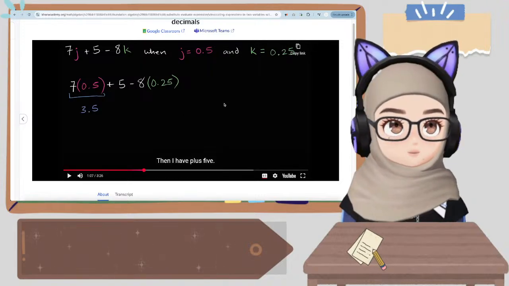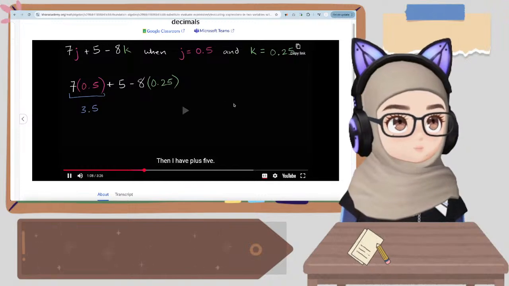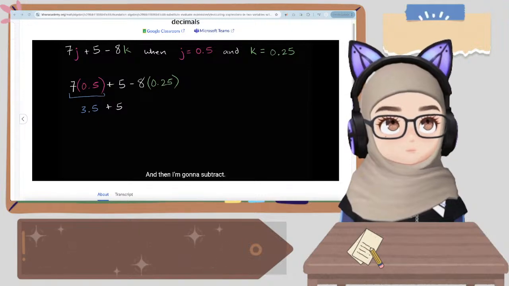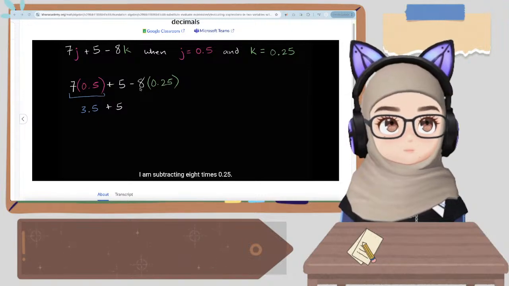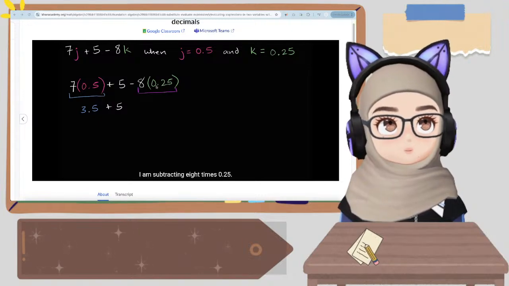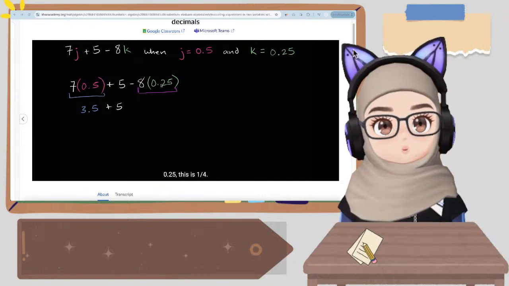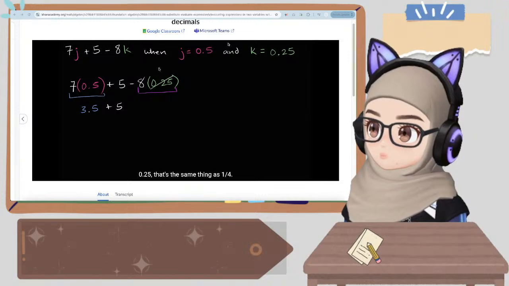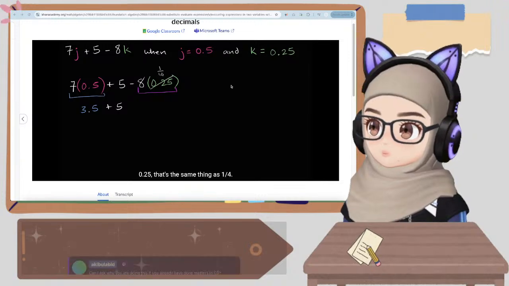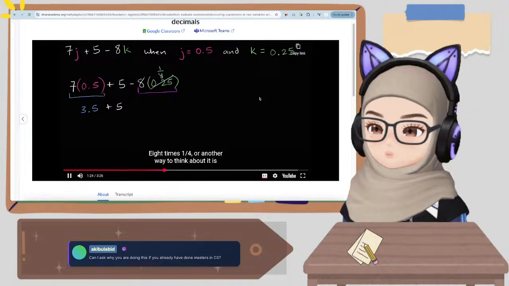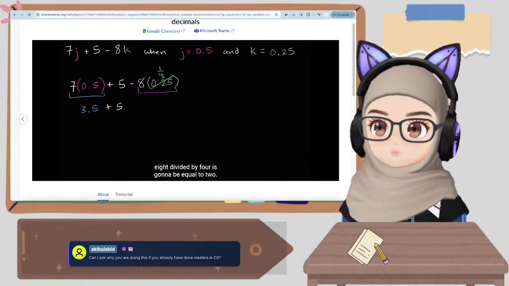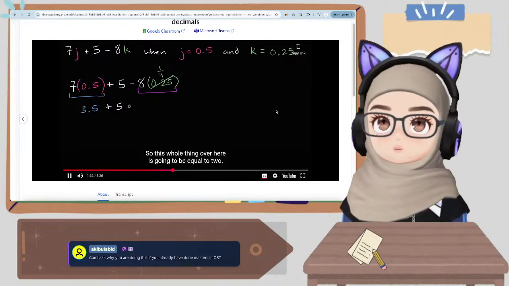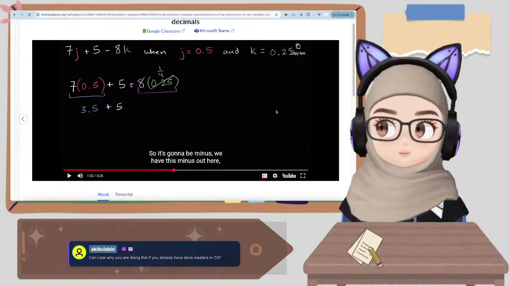Let's see where exactly we did wrong. I have plus 5, and then I'm going to subtract 8 times 0.25. 0.25 is 1/4, the same thing as 1/4. 8 times 1/4, or another way to think about it, 8 divided by 4, is going to be equal to 2. So this whole thing over here is going to be equal to 2. So that part was correct.